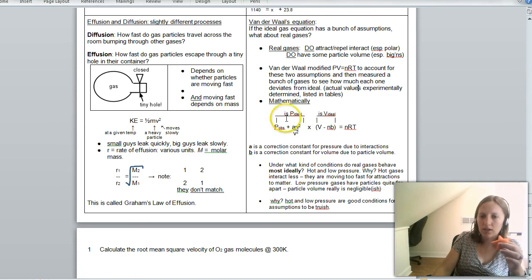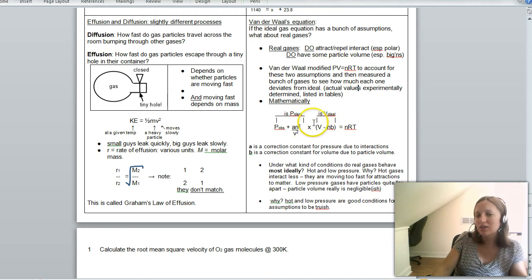So P is here, and then times V, and he said, okay, for volume, I need to correct for the assumption that the particles don't take up any space. So I'm going to subtract this off. So we've got volume minus B, the constant that accounts for the fact that they have some volume.